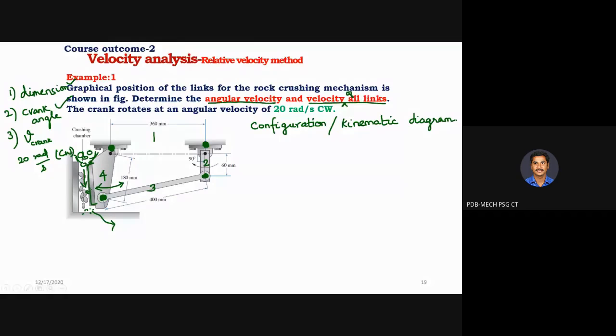So from the application point of view, this mechanism is given. We need to isolate all other joints and other things, and concentrate only on the mechanism we are going to discuss. If you draw only that as a line diagram, that is nothing but your configuration diagram or kinematic diagram. This line diagram indicates the application, but without considering the rock crushing and everything else, it focuses only on the mechanism.